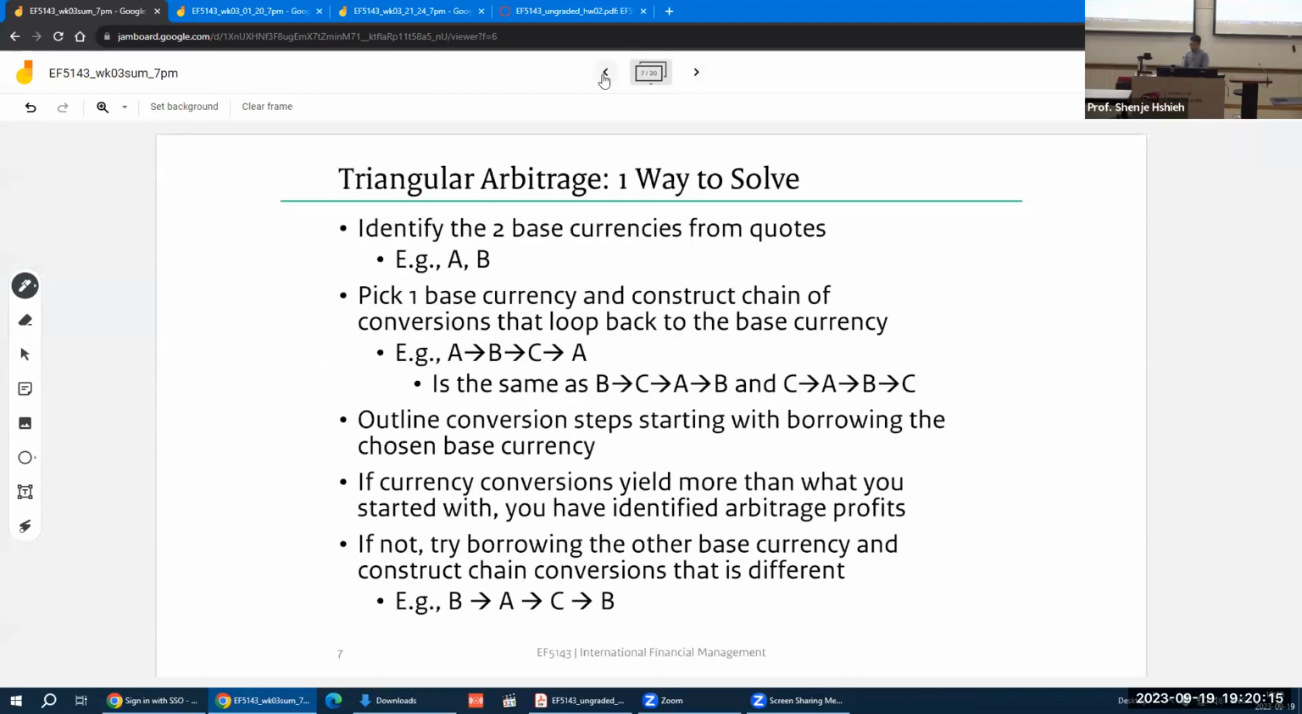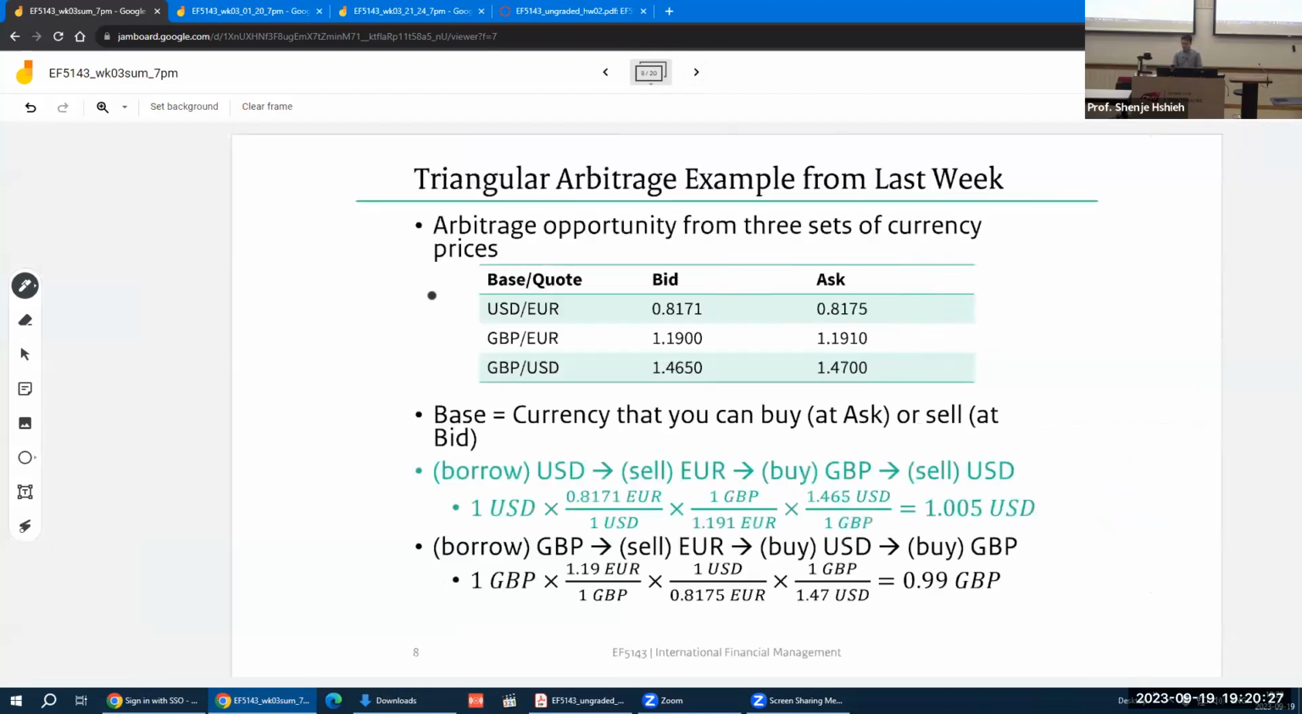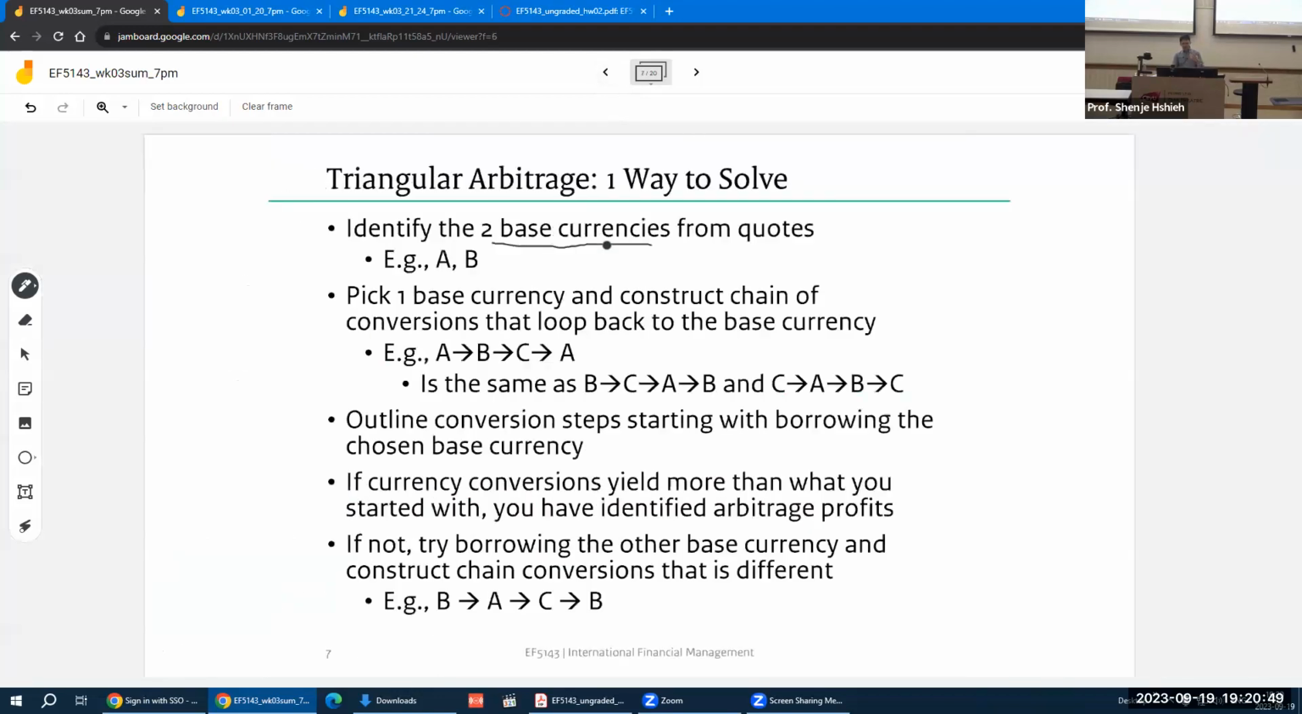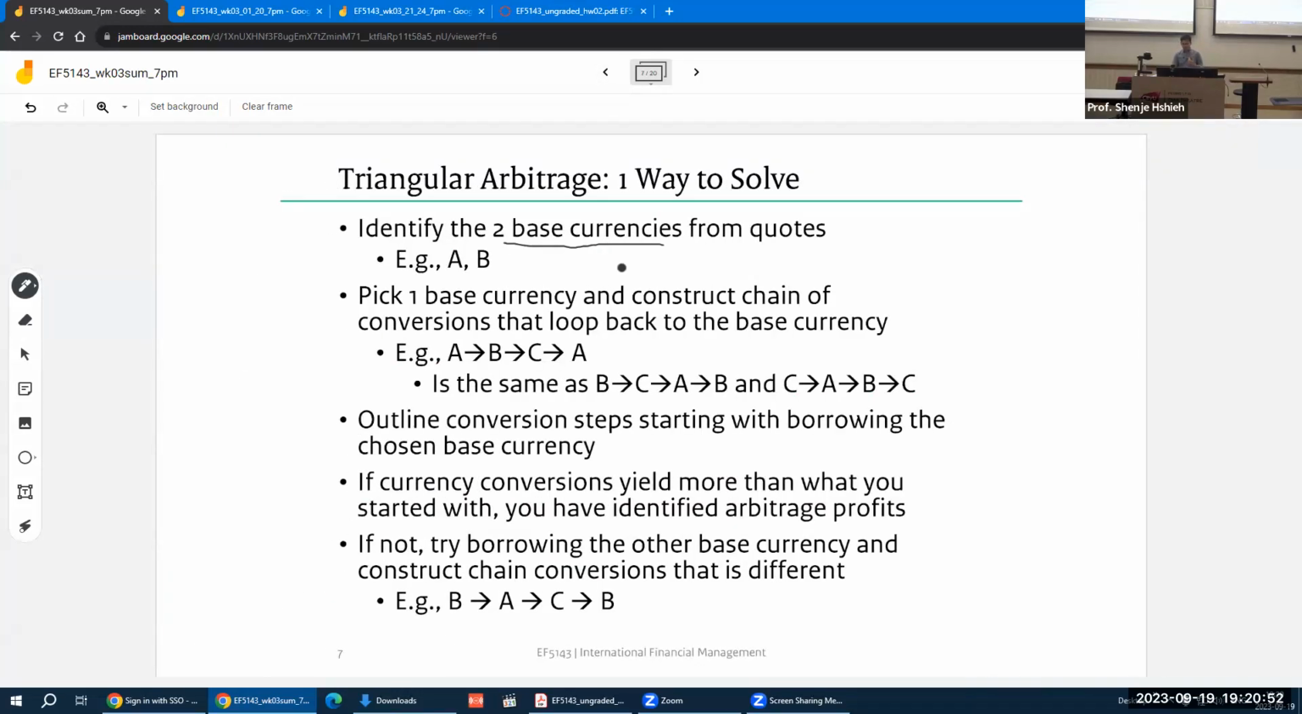All right, so how do I do it? Well, first I identify the base currencies. The base currency is the currency, the 3-letter code that's quoted first. If I look at this table, I see there are 2 currencies: US dollars and pound sterling. The point of looking at the base currency is that I want to know the currency that I can buy and sell, because that's exactly what the bid and ask refers to. It's what I can buy and what I can sell, and then this is the price. That's the most intuitive way for me to approach it. So first, identify the 2 base currencies, USD and pound sterling.